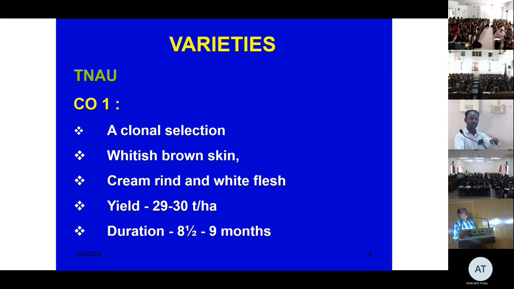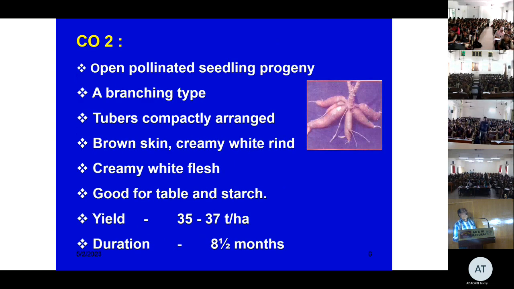The Co1 variety released from TNAU is a clonal selection with a yield of 29 to 30 tons per hectare and a duration of 8.5 to 9 months. Co2 is an open pollinated seedling progeny with a branching type. The tubers are compactly arranged, with brown skin, creamy white rind and creamy white flesh, good for table use and the starch industry. The yield is almost 35 to 37 tons per hectare with a duration of 8.5 months.